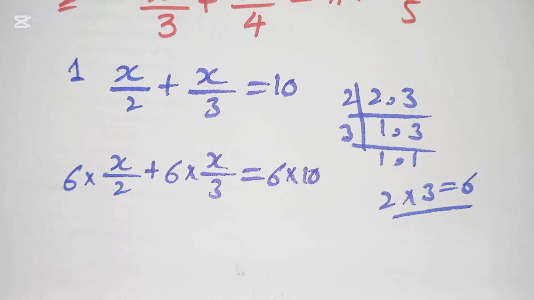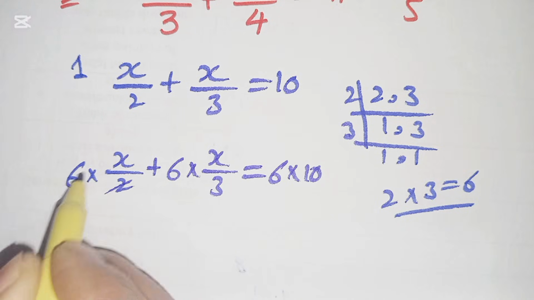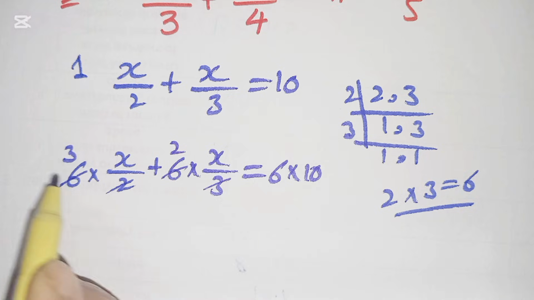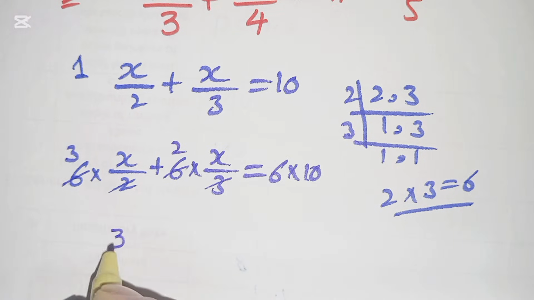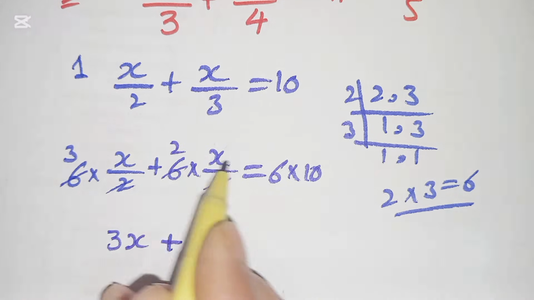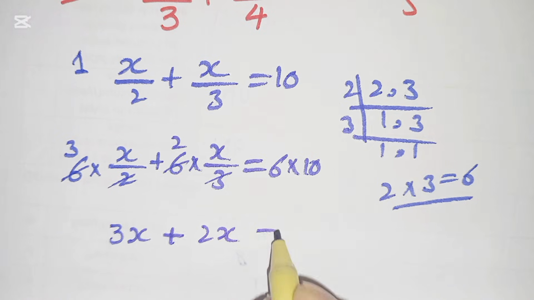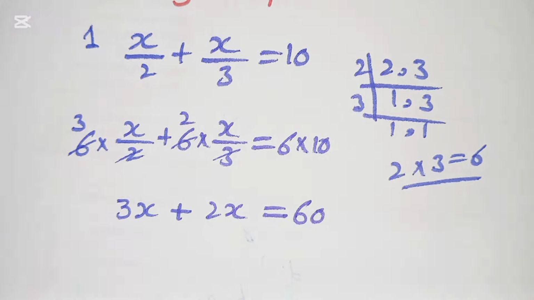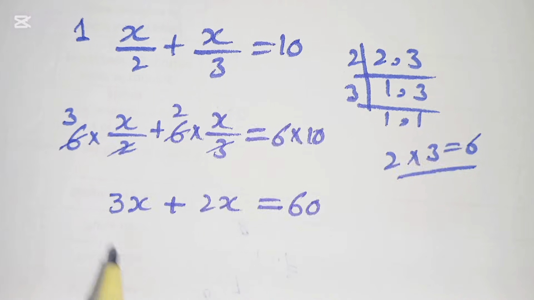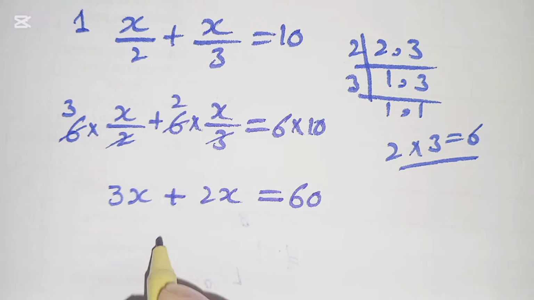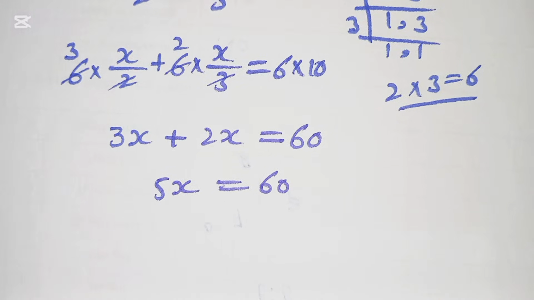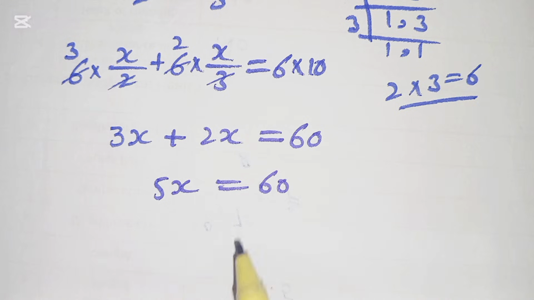Now the next step: 6 divided by 2 is equal to 3, and 6 divided by 3 is equal to 2. So now we have 3x plus 2x is equal to 10 multiplied by 6, which is 60. Now 3x plus 2x is equal to 5x, and that is equal to 60. And here we divide by 5 on both sides.